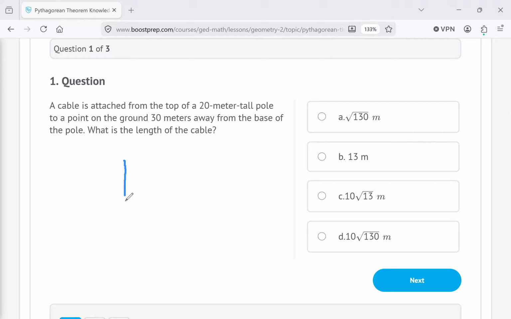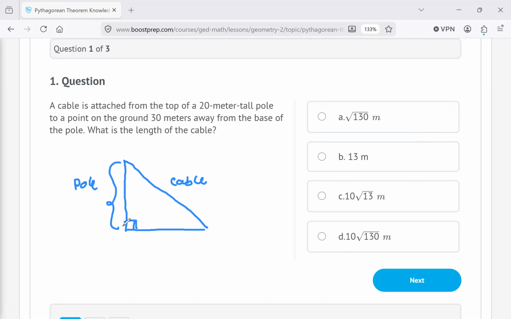You can draw it more than one way and be correct, but you could draw the pole on the left side. So this could be the pole, right? And then this is the ground. And then this would be the cable. Okay. And then this forms a right triangle. So I'm going to put a little box symbol to indicate that it's a right triangle. And this is the ground.